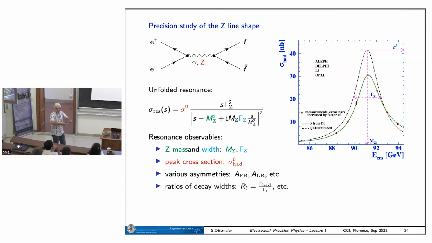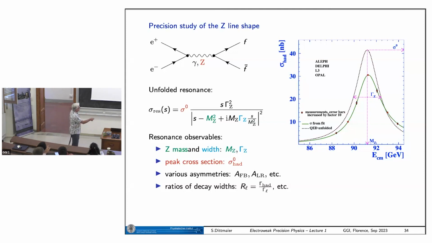You get more events, because by first radiating photons, you can kind of return to the resonance peak. Clear or not so clear? I see mixed faces, let's say.